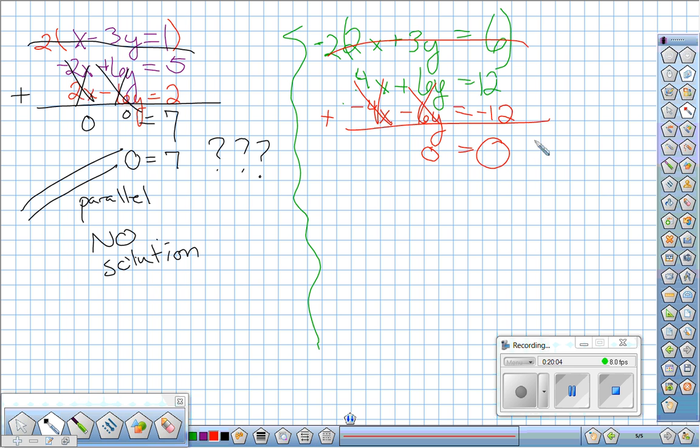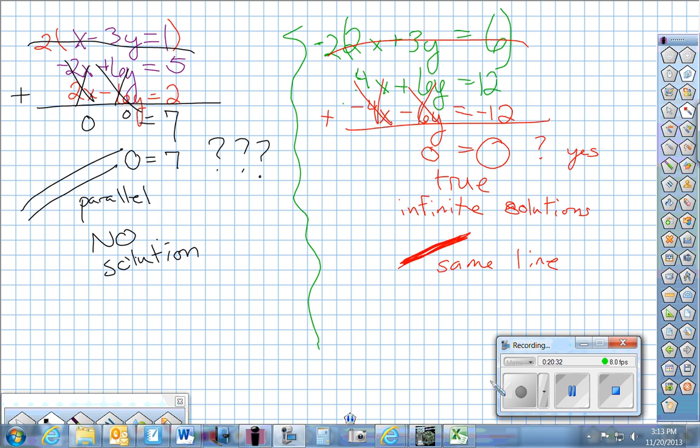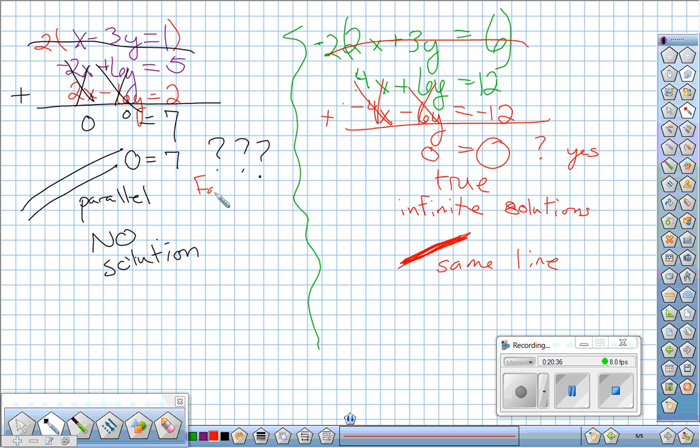Does 0 equal 0? Why, yes, it does. Since 0 equals 0 and this is true, I have an infinite amount of solutions. I'll just write infinite solutions, which means that these two lines are on top of each other. They are the same line. Over here, 0 is not equal to 7, so that was a false statement.